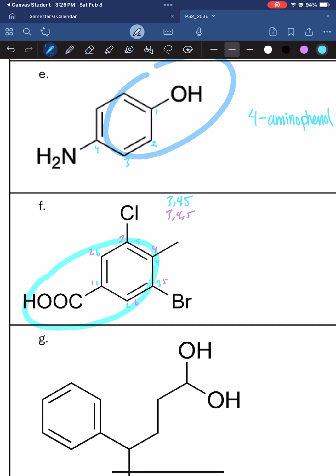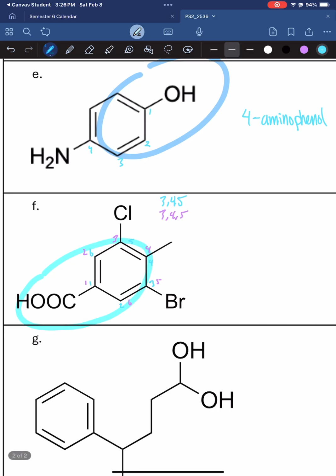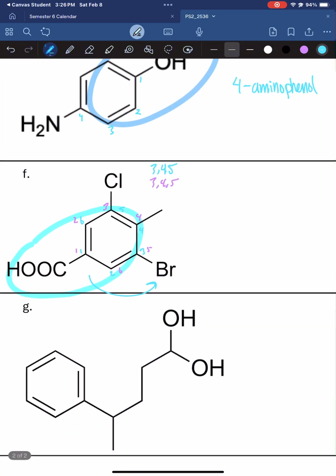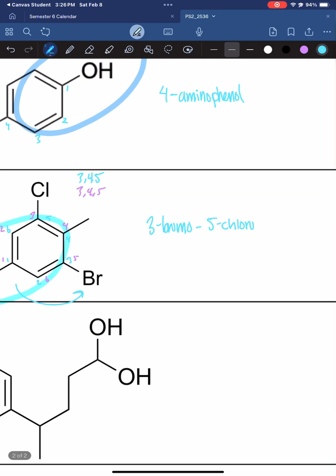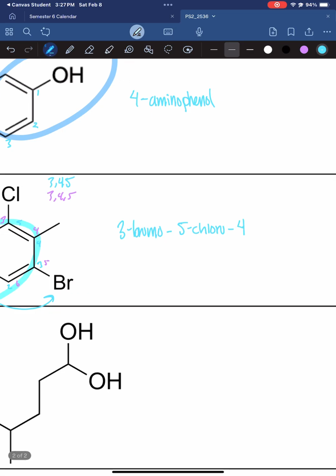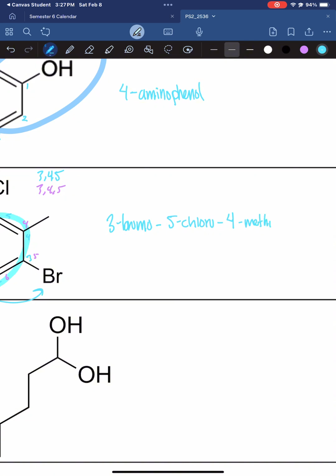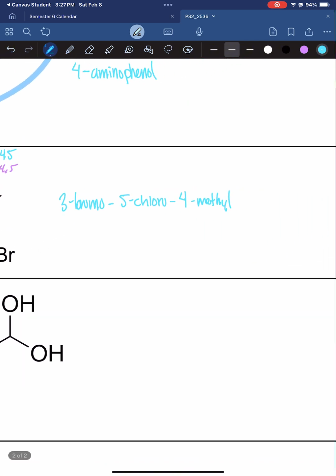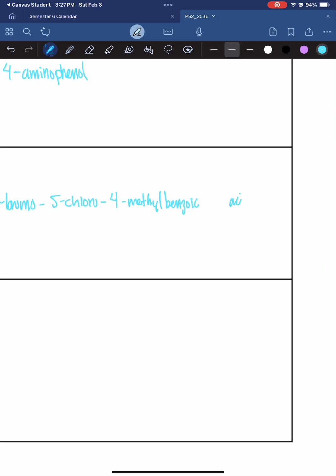So now we're going to look at alphabetics. In this case, the tiebreaker is going to be between bromine and chlorine, and bromine wins because it's first. So we're going to go to the right. So let's start by naming 3-bromo, and then it's going to go 5-chloro, and then the 4, that's going to be methyl. We don't want any carbo or whatever it might be. 4-methyl, and the parent chain is going to be benzoic, and remember there is a space between this, benzoic acid. It's always going to be a space between benzoic acid.